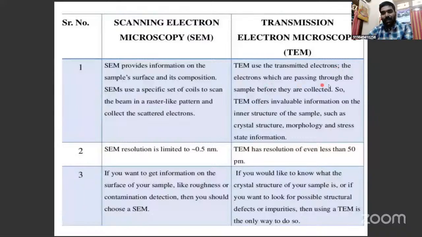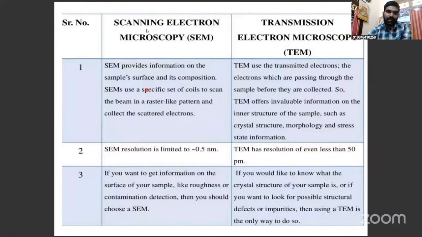These are the electrons which pass through the sample before they are collected. So TEM offers invaluable information on the inner structure of the sample. The TEM will give the inner structure, such as crystal structure, morphology, and stress state information, but the SEM will give only the sample surface and its composition.